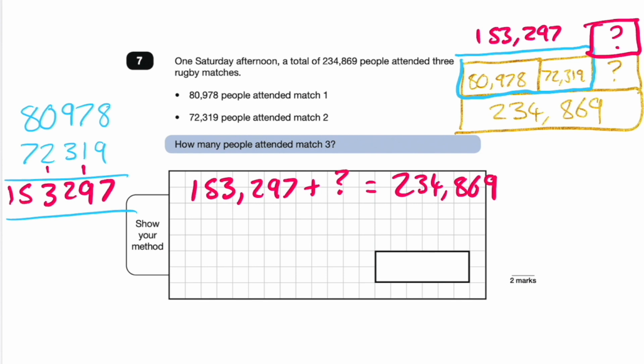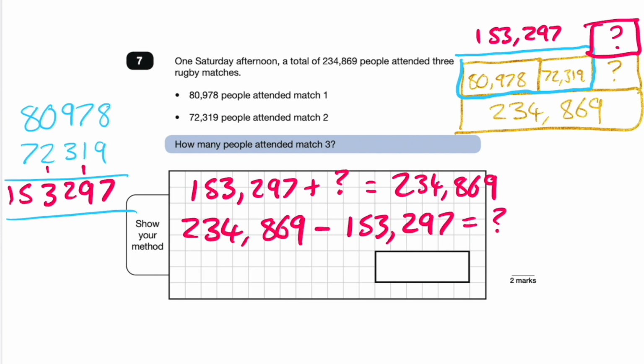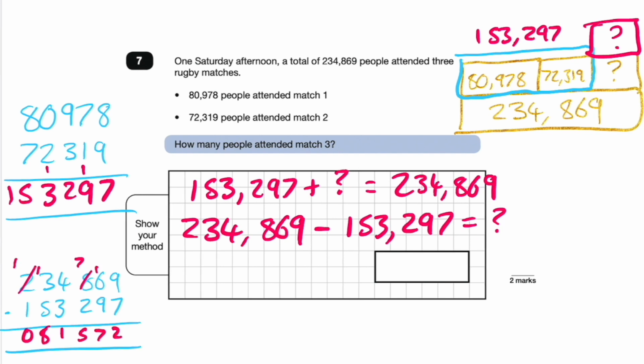234,869. So now we can simply just use inverse, and I can say that 234,869 subtract 153,297 must equal my question mark. So let's do that now. I have 234,869 subtract 153,297. Don't be put off with these big numbers. It's not much harder, it's just a little bit longer. So my total answer for the amount of people that turned up to match 3 is 81,572. And I would get my 2 marks.